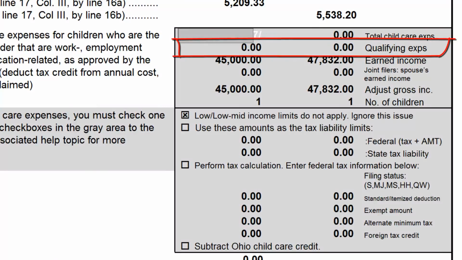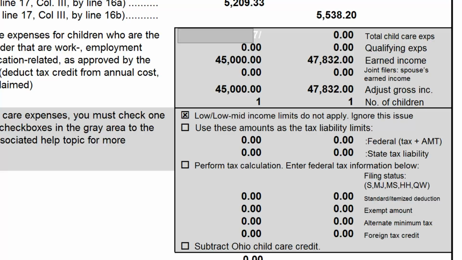It exists because child support worksheets and the IRS have slightly different definitions as to what constitutes an eligible child care expense. The child support guidelines allow an adjustment for child care expenses if they are related to a parent's employment or education. The IRS, on the other hand, only allows employment-related child care expenses to qualify for the tax credit.